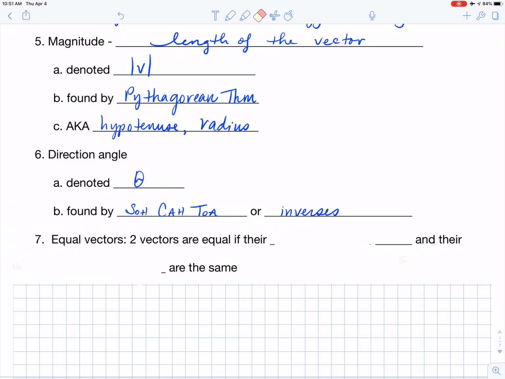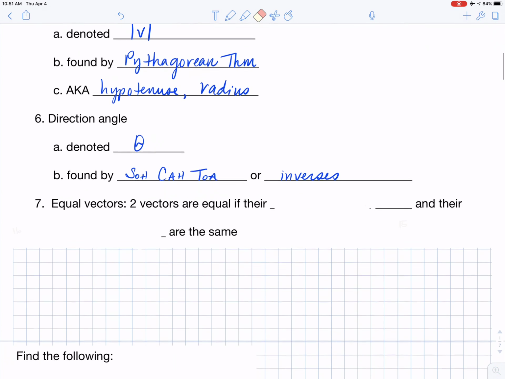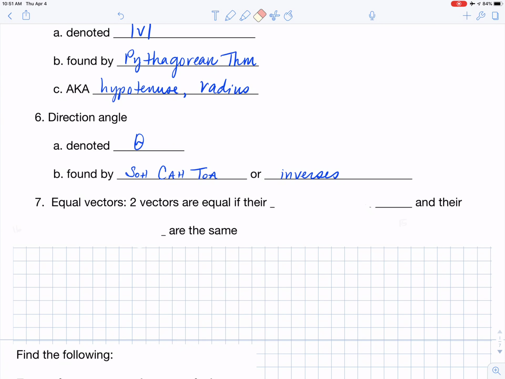And then the last, this is not necessarily terminology, but the last property here: if two vectors are equal to each other, then that simply means that both their magnitudes and their direction angles have to be exactly the same.